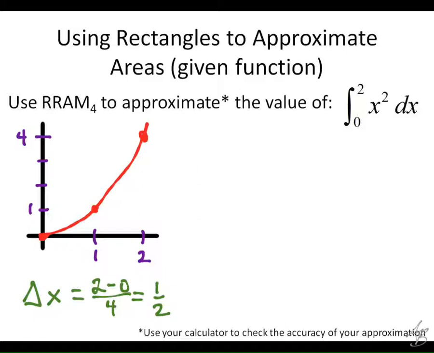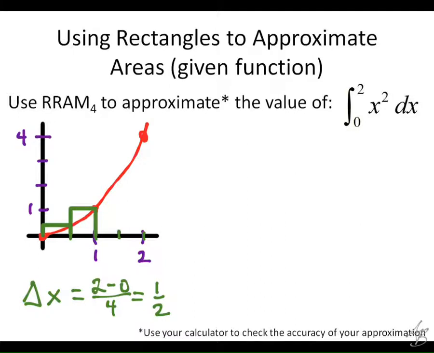So I'm going to go over on my x-axis and mark off every half for the right edges of my rectangles. Now, since we're using RAM, I'm going to go to the right edge of each of those subintervals, and I'm going to start drawing my rectangles. You can go ahead and do the same thing. So I'm going to go up to the function, and then over to the left from there, and get each rectangle.